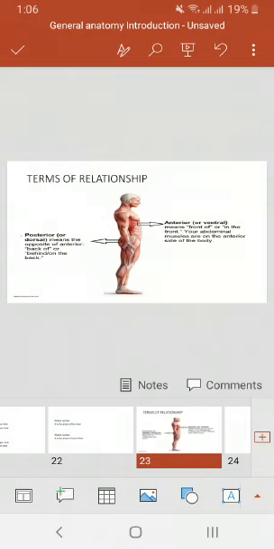The anterior or the ventral surface for the trunk, and for the upper limbs, the anterior or the ventral surface. And posterior or the dorsal surface means the posterior or the back. Anything which is close to the abdominal part is the anterior or the ventral, and anything which is close to the vertebral column or to the back is posterior.